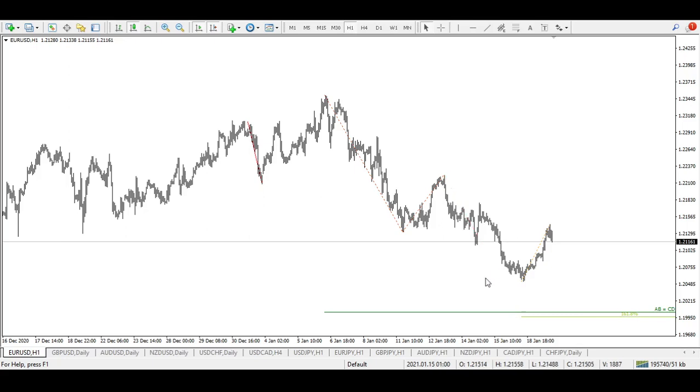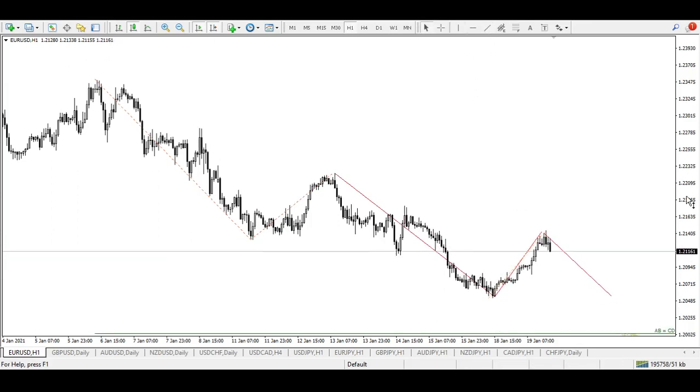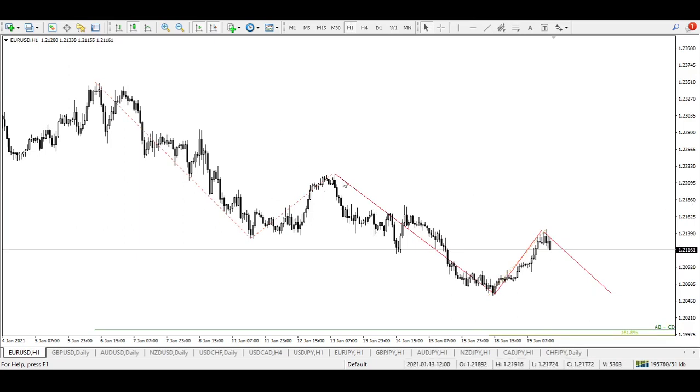So I will look at the smaller picture, for which I will consider just the recent development. This will be my recent ABCD, and the nearest target of this recent ABCD. I'm not considering the previous movement, just the movement from this price area, so from here to here, this retracement and this development.